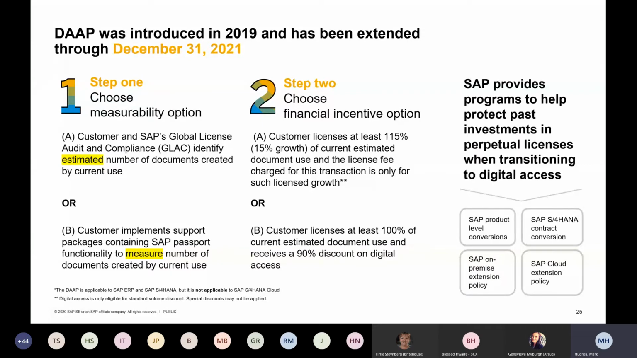Then, as I said, we also have these programs. SAP is not bringing something new to market that we're just trying to sell everybody, but we really are looking, as I said, to resolve an issue, to help our customers gain clarity on our licensing model and offer our customers a choice. And not only that, but also to leverage past investments so that any named user licenses that were purchased to cover indirect use, or any previous purchase of our sales and service order execution licenses, can be converted into these new digital access documents with product level conversions or extension policies and the like.